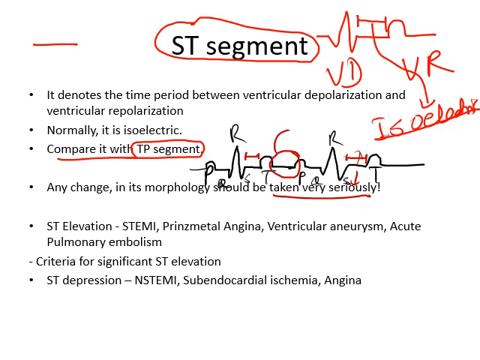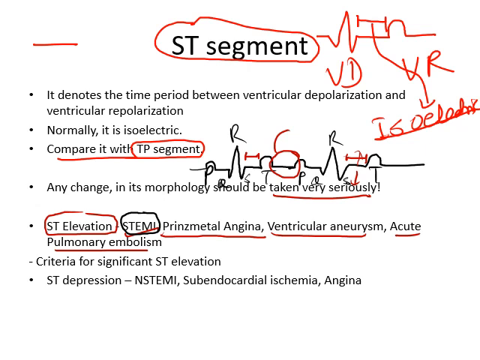So what are some causes of ST segment elevation? First and foremost, and perhaps the most important, is ST segment elevation myocardial infarction. Then there is something called vasospastic angina or Prinzmetal angina. Then ST segment elevation can also be seen in ventricular aneurysm and acute pulmonary embolism. But according to me, the most important thing to remember is ST segment elevation myocardial infarction.